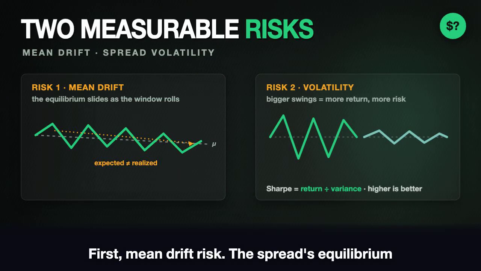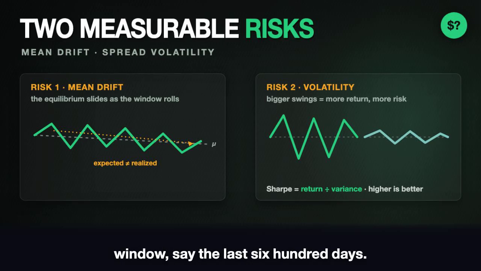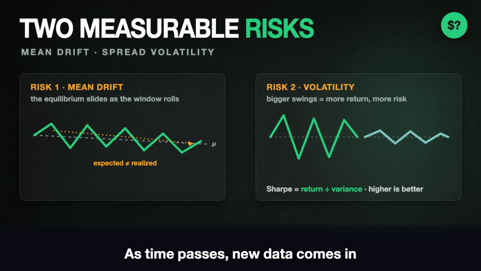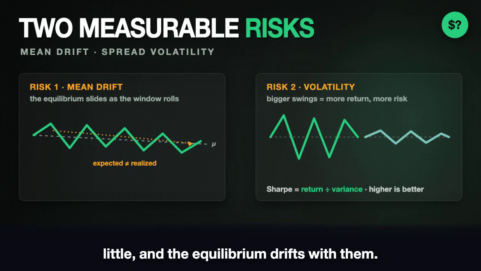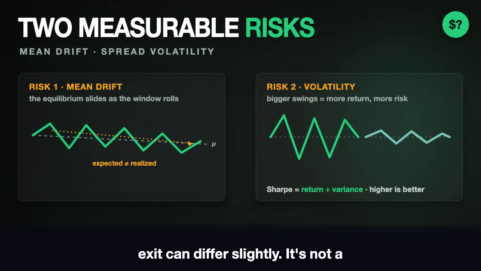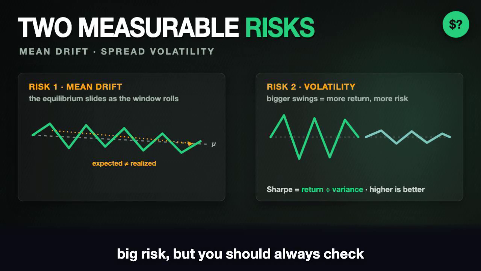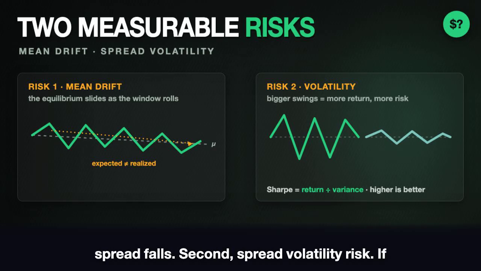First, mean drift risk. The spread's equilibrium, the average line, mu, isn't fixed. We usually look at a rolling window, say the last 600 days. As time passes, new data comes in and old data drops out. So the cointegration coefficient and the average shift a little, and the equilibrium drifts with them. That's why the expected return you calculate at entry and the actual return at exit can differ slightly. It's not a big risk, but you should always check how far the equilibrium slides when the spread falls.